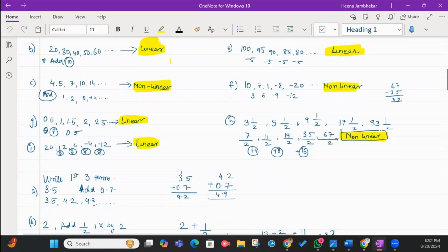Now remember, it is important that you put the dot. Why? Because it's a continuation. It's a continuation. Are we understanding? The dot carries marks. Yeah. 3.5, 4.2, 4.9, dot.